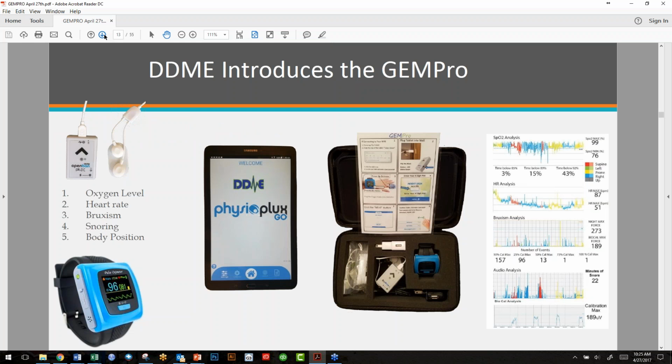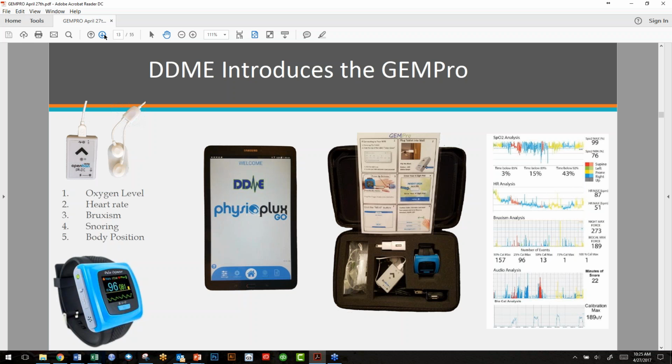Okay. So there's 2 sensors that collect those 5 channels. The 2 sensors are on the left. One is an oxygen oximeter, a wrist oximeter. And then the second is the little clip. I showed a picture of it earlier that goes kind of on your collar. And then you see the surface EMG pad goes on the masseter.